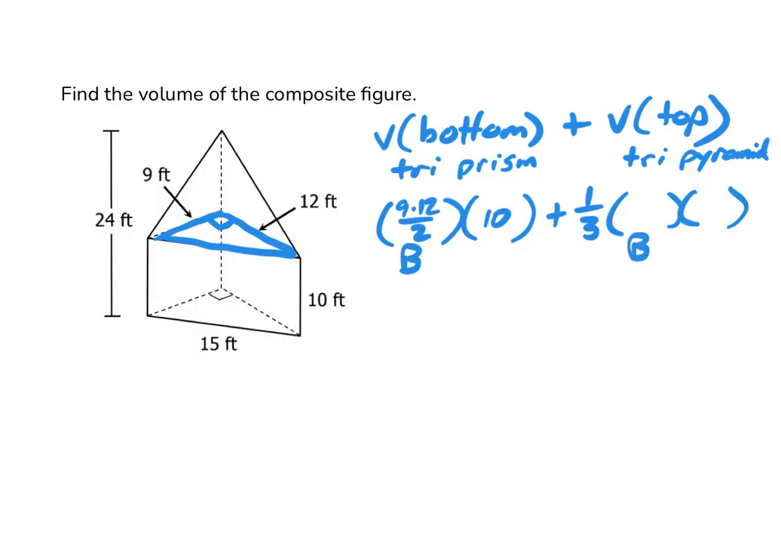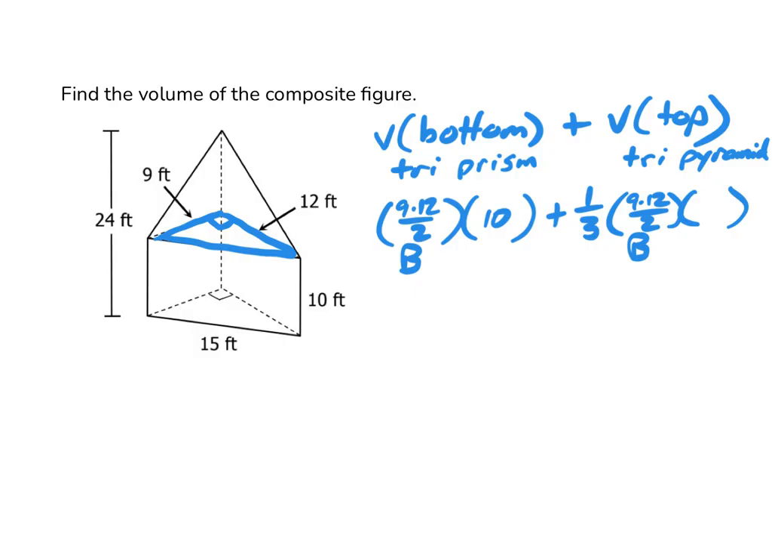Okay, now we're going to do the top. We have the same base. The base is still this triangle right here. It's the same base for both figures, so it's still 9 times 12 divided by 2. Here's where you got to be careful.